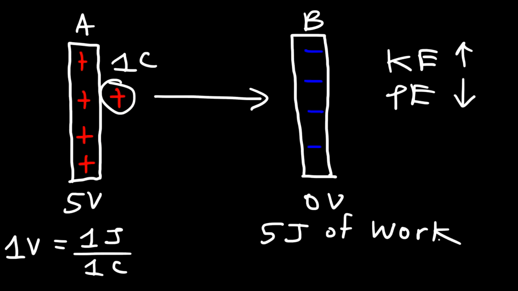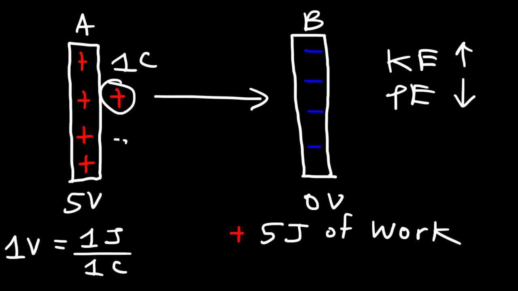Now, whether the work is positive or negative depends on the situation. Is it moving from A to B or B to A? We know that as it moves from A to B, the kinetic energy is increasing. So the electric field is doing 5 joules, that is positive 5 joules of work on this 1 coulomb charge. And so we could say that the charge loses 5 joules of potential energy during this process, or we could say that it gains 5 joules of kinetic energy.